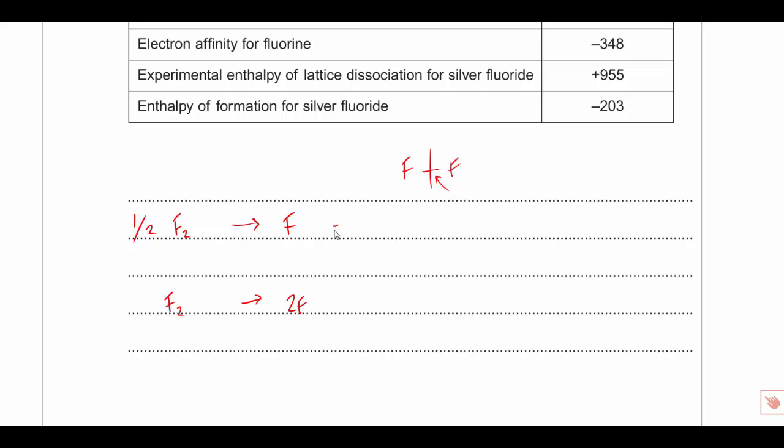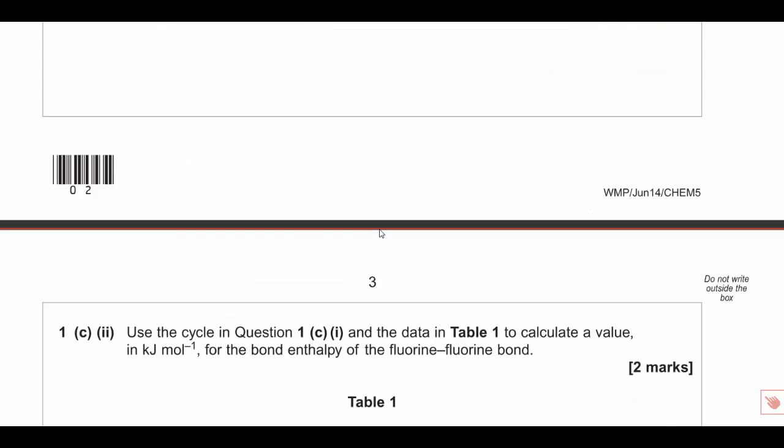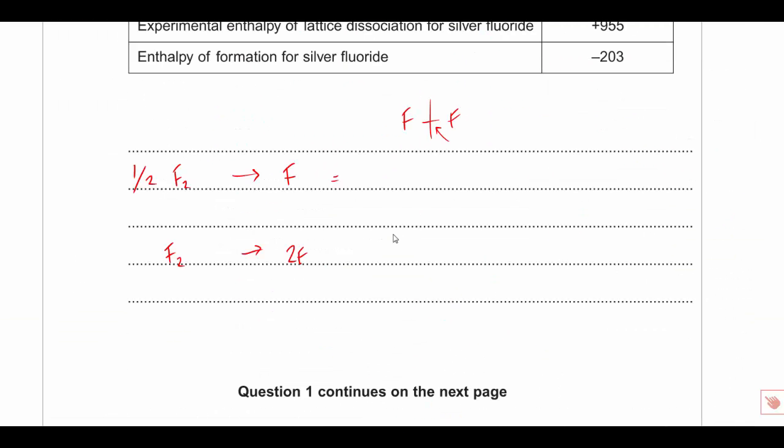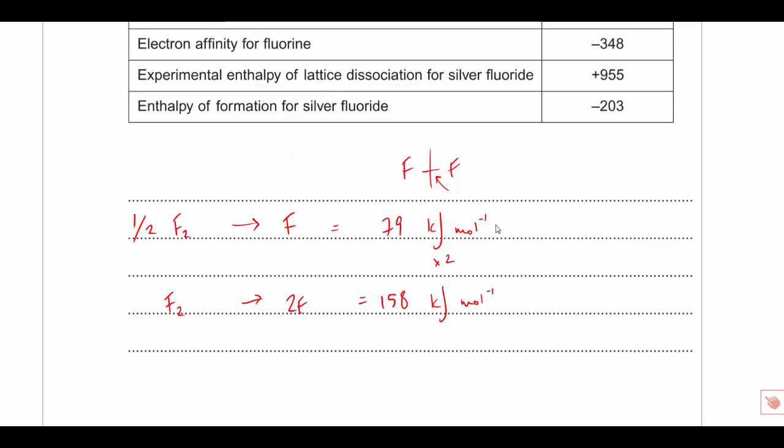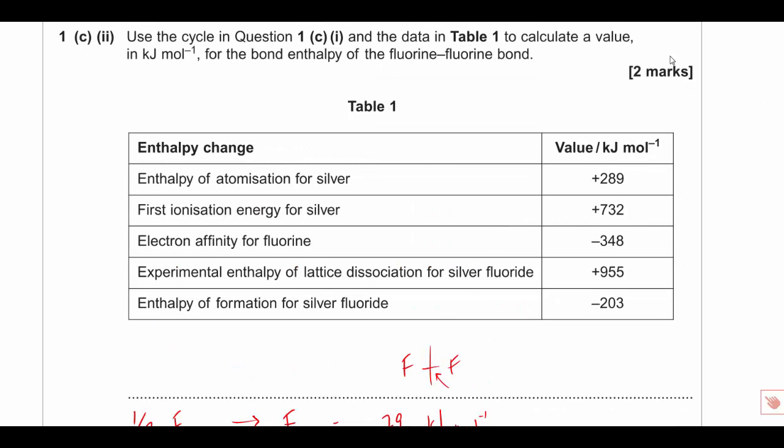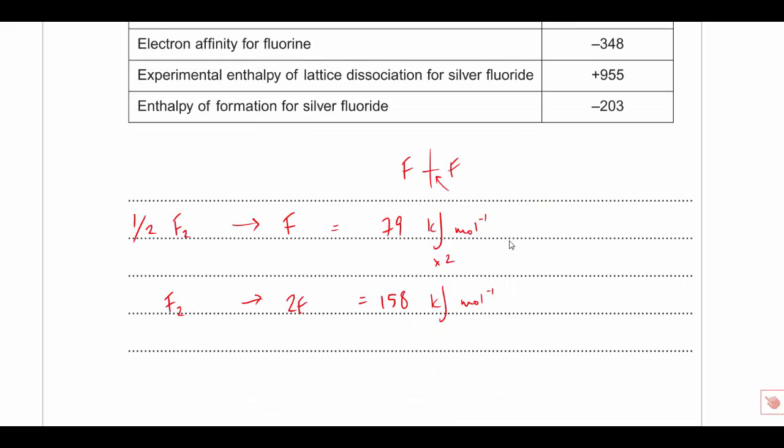So this change here was 79 kilojoules per mole. We've got to multiply that by 2 to give us 158 kilojoules per mole. Be careful of little tricks like that. They do like to put things in. I mean, it's only worth 2 marks. That's not a huge scoring question at all.